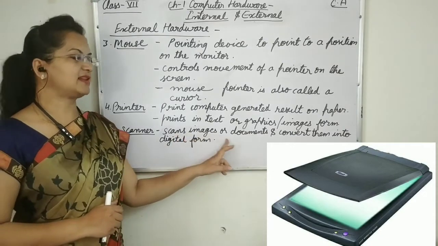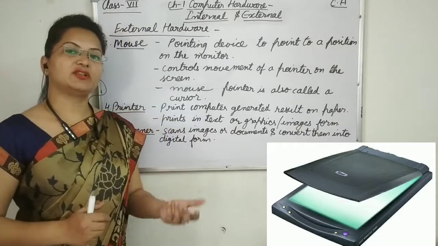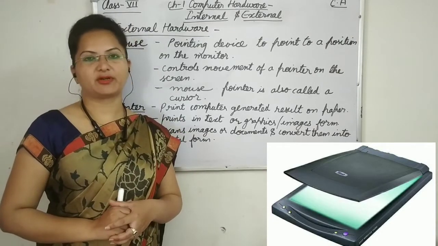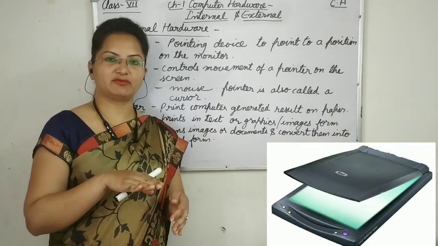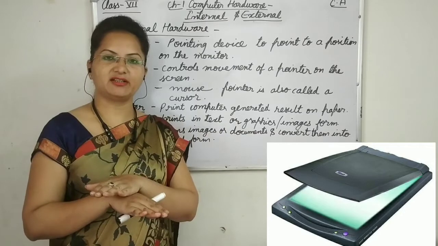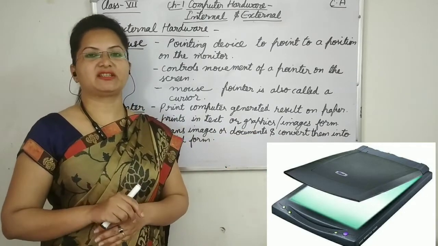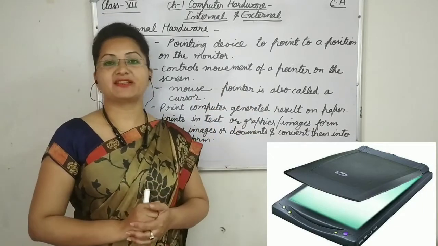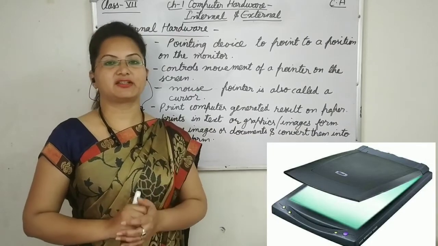Scanner scans images and documents and converts them into digital form. Like if you have to scan a page of the book, then what you have to do? You have to keep it inverted over the scanner and then you have to shut it. The document will be scanned and you will be able to see the scanned document inside the computer. So the scanned document inside the computer is digital data. The data in the digital form.